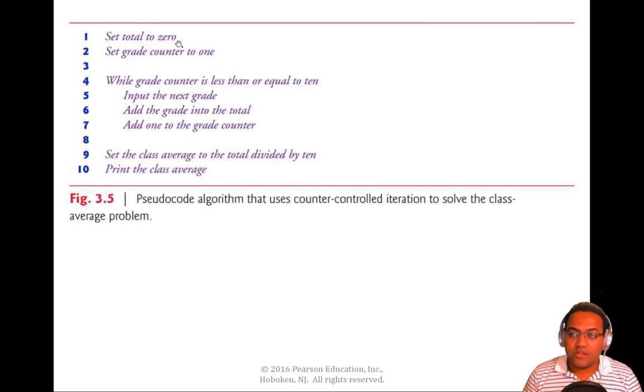So, set the total to 0. This is the grades. Set the grade counter to 1. While grade counter is less than or equal to 10, input the next grade, add the grade into the total, add 1 to the grade counter. All right, when this is done iterating 10 times, set the class average to the total divided by 10. Then print the class average.